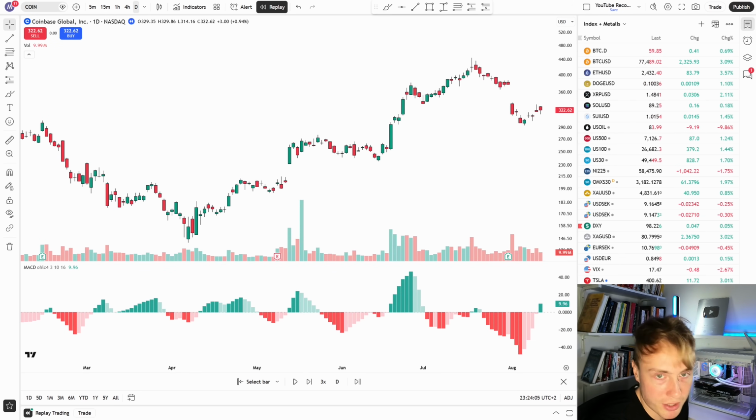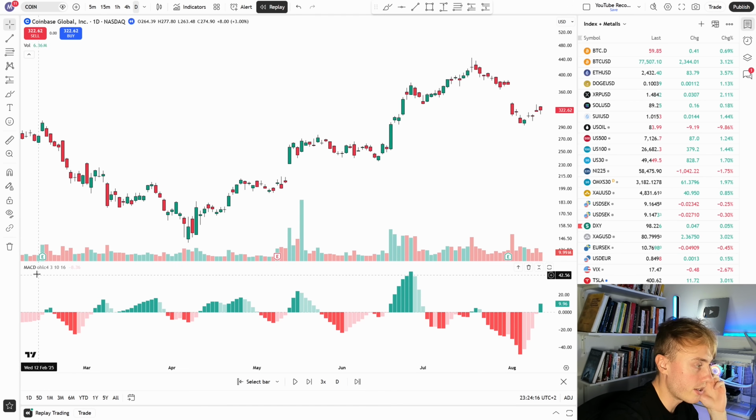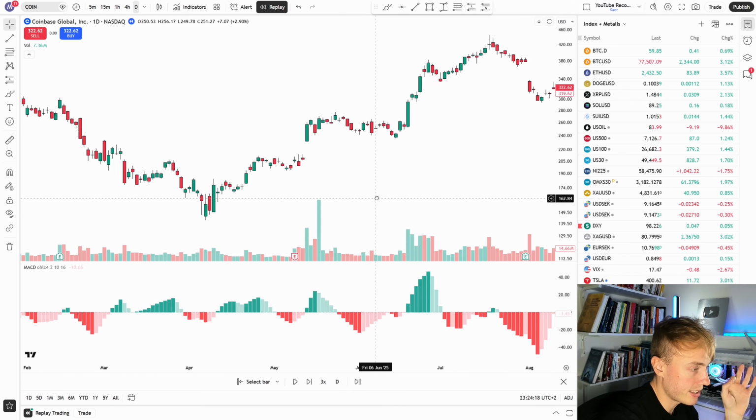If you are a very advanced trader, you won't even need indicators for this. You can just look at the price and find the best moves. But this takes a lot of practice. So in the beginning, indicators can be very helpful. And this is where the MACD 3, 10, 16 comes in.